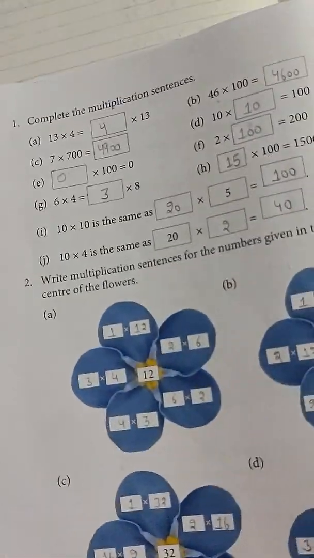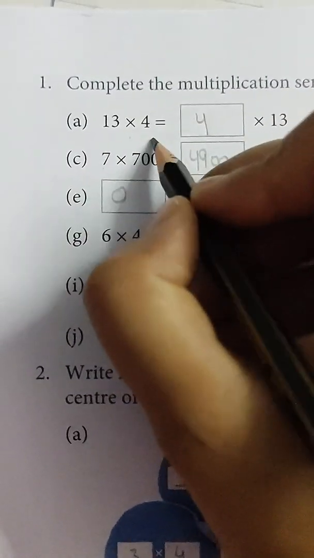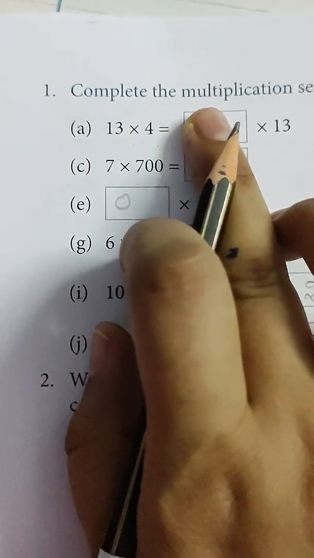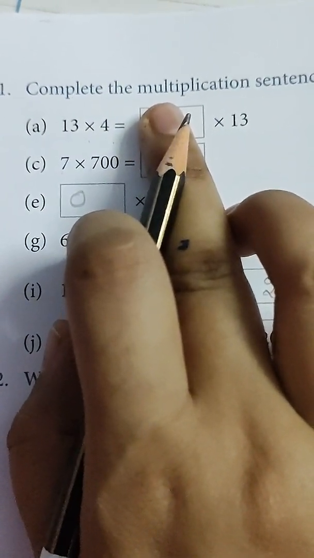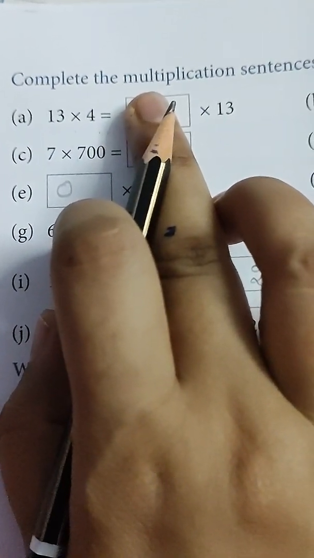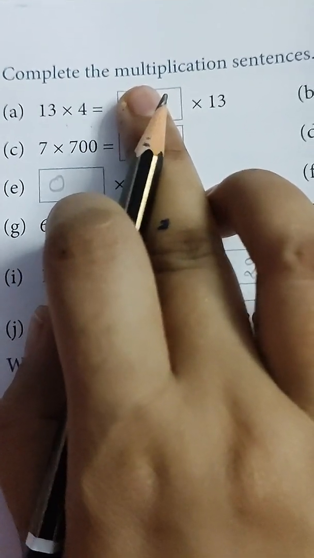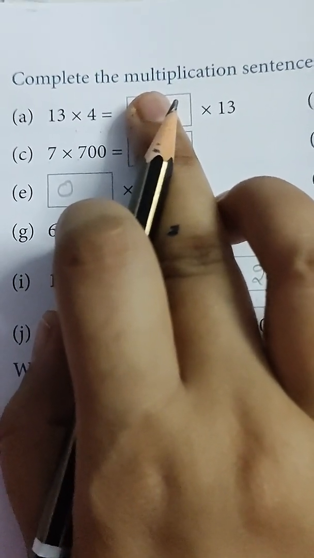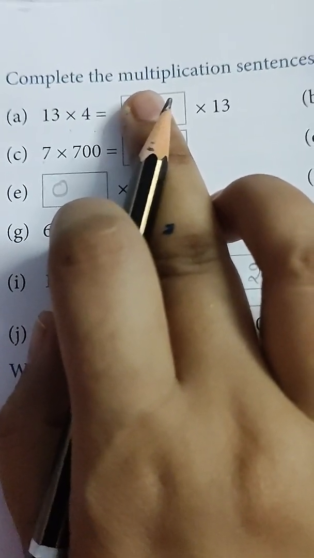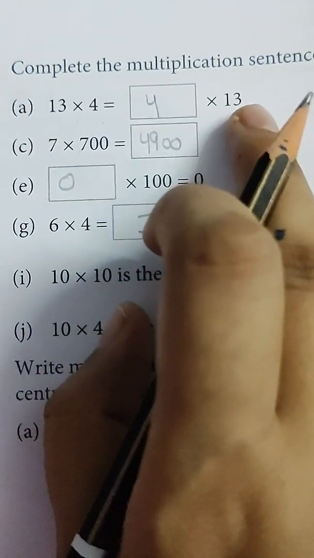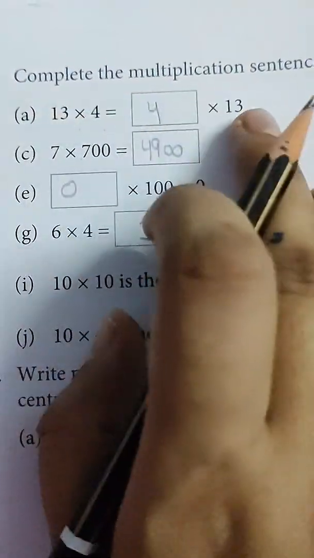Now we will come to the next question. Complete the multiplication sentence. This one is quite easy. 13 multiplied by 4 will be equal to dash multiplied by 13. I have already told you that in multiplication you can switch the places of the numbers. So if it is 13 multiplied by 4, you can write 4 multiplied by 13. Both are the same.